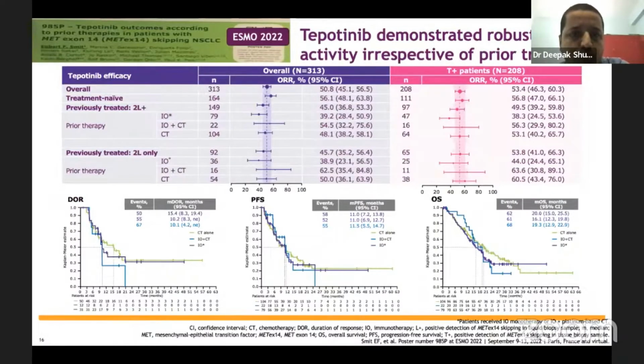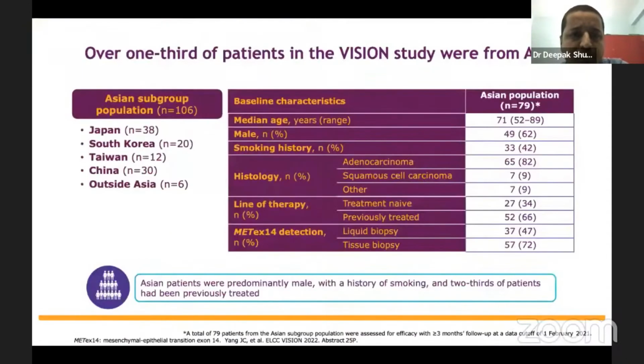And recently at ESMO 2022, there was data regarding the efficacy of tepotinib in previously treated patients, and it showed that irrespective of the prior treatment, so whether a patient has received chemotherapy, IO plus chemotherapy, or IO, the duration of response, PFS and OS were seen irrespective of the previous treatment received.